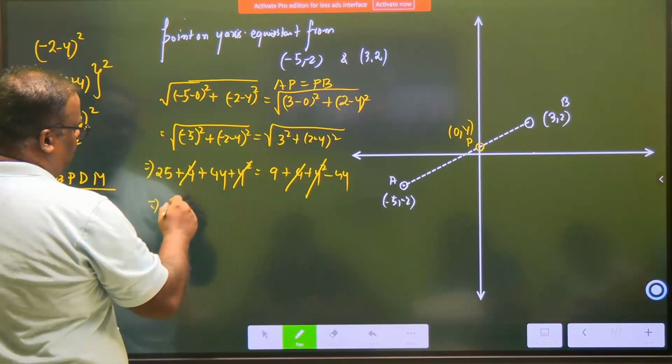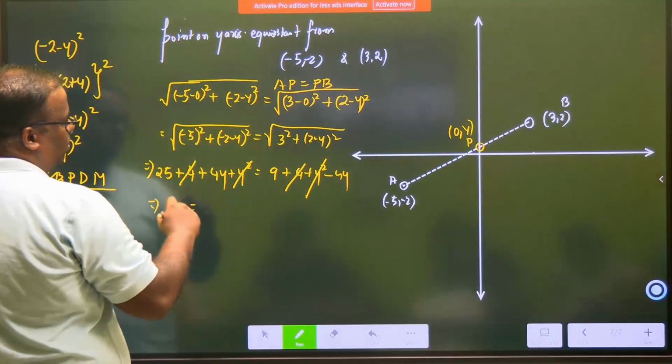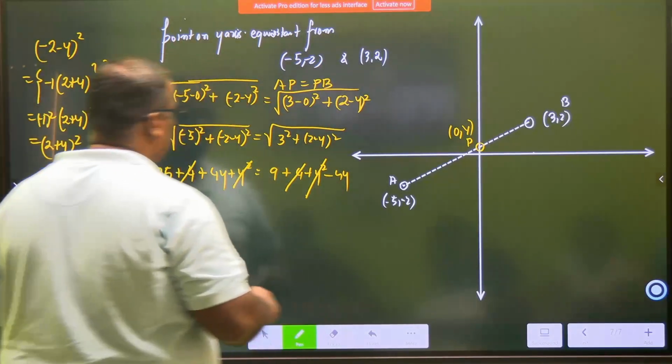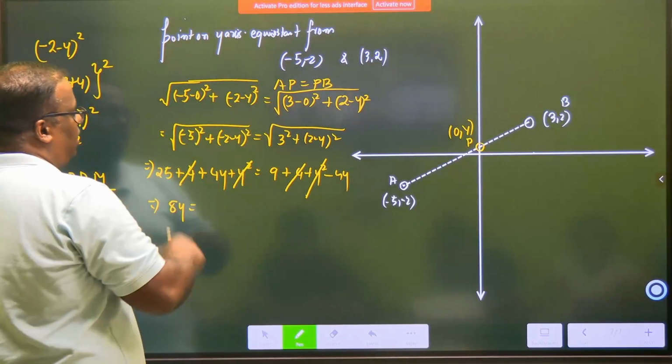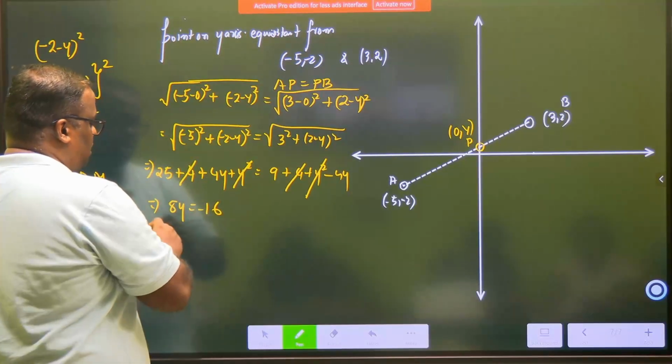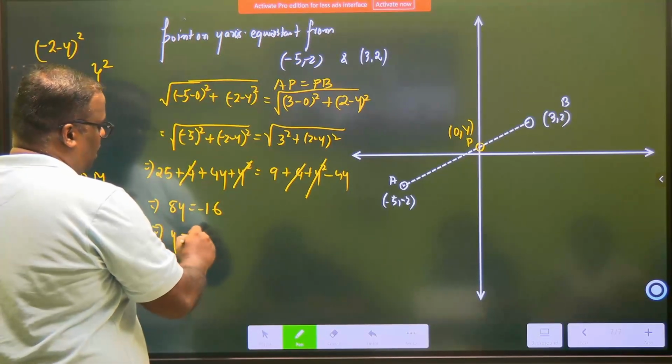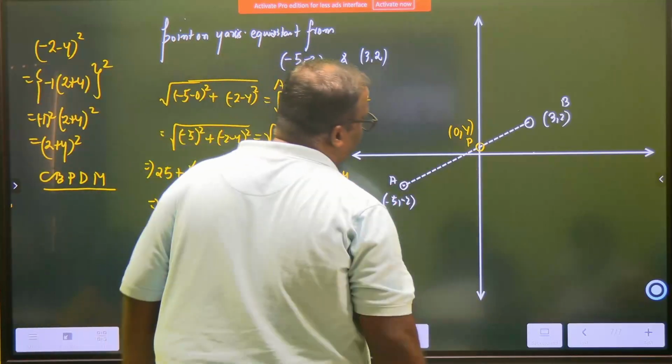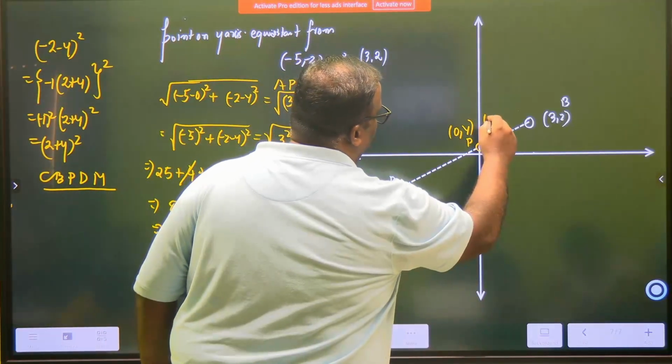So 8y is equal to -16, because 25 goes to that side and that becomes how much? -16. y is equal to -2. So the point is what? The point is (0, -2).